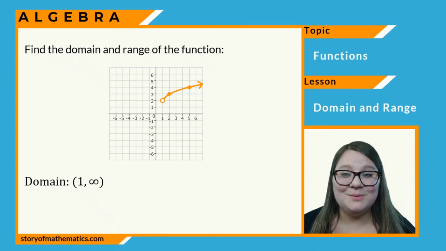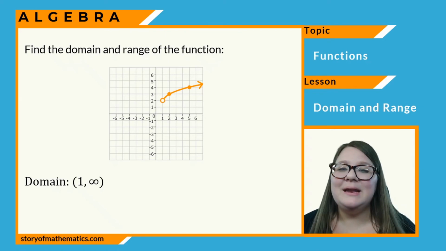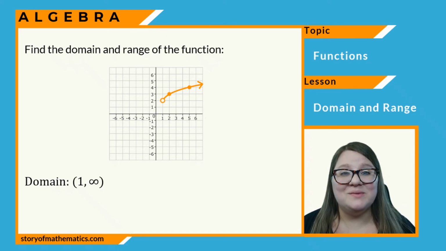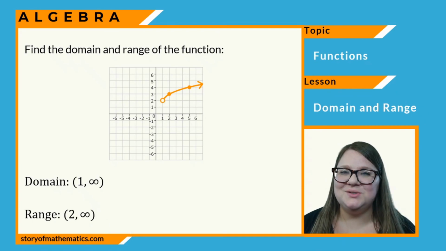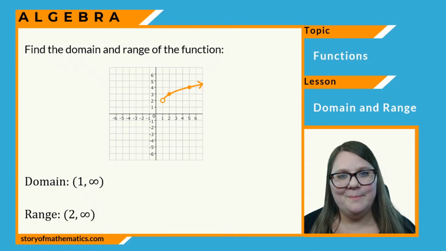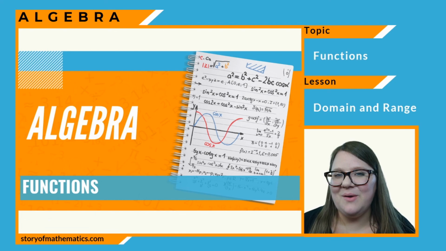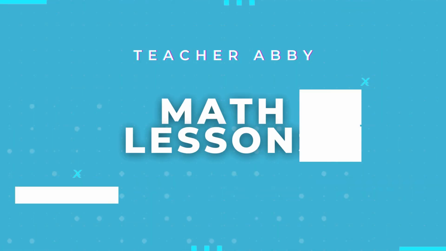Now, when I'm looking at my range, my lowest value is a 2, but once again, it is not included because it's an open circle, and I can see my arrow goes up forever, so I'm also going to go up to infinity in that case. So my range is 2 to infinity with parentheses on both ends. And that is how we work with domain and range.